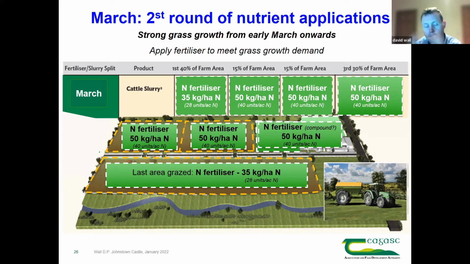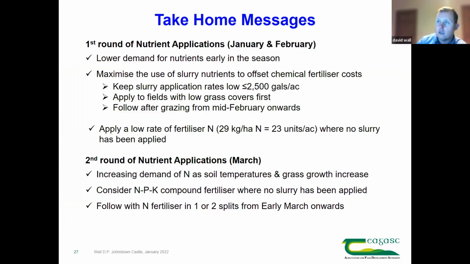And for the other part of the farm that you've grazed early on, somewhere in the region of 50 kilograms of nitrogen per hectare is probably plenty on those, about 40 units, and hit those in one or two splits as needs be. So finally then, some take-home messages. In the first round, there's lower demand, there's lower grass growth, so we need to keep nutrient levels low. Maximize the use of cattle slurry or other manures if you can get your hands on them to offset expensive fertilizer costs. Keep slurry applications low.